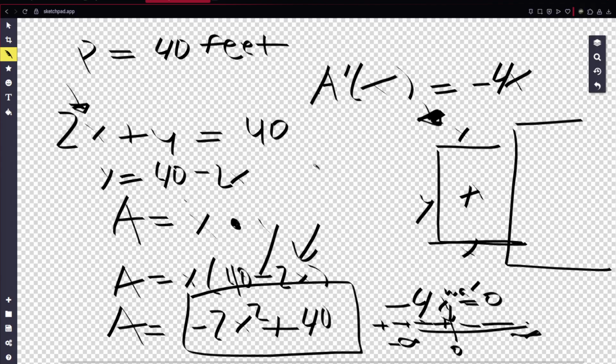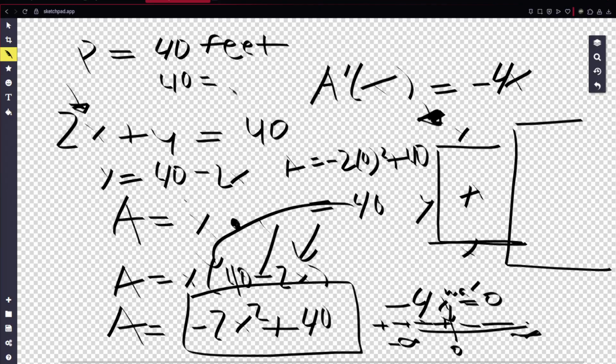We plug that back in. So area equals negative 2 times 0 squared plus 40, which just yields an area of 40. So we realized the maximum is actually a square because we can also solve for x if we plug it back into here. So if we plugged it back into there, we get... actually, wait, hold on. Yeah, wait.